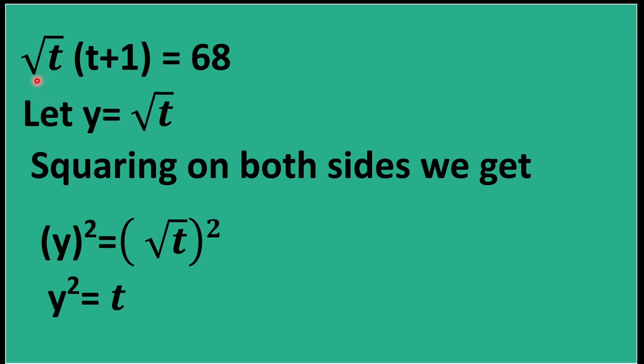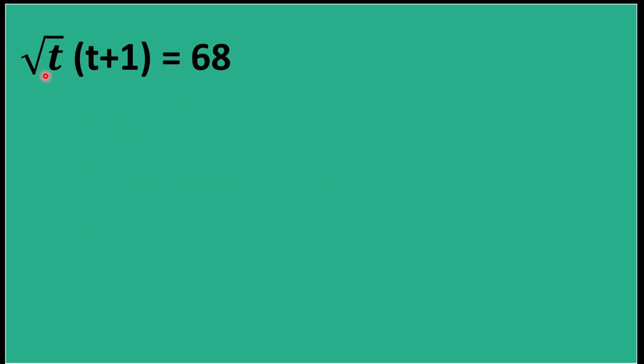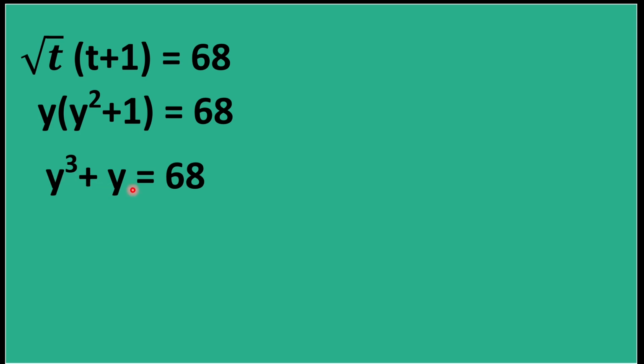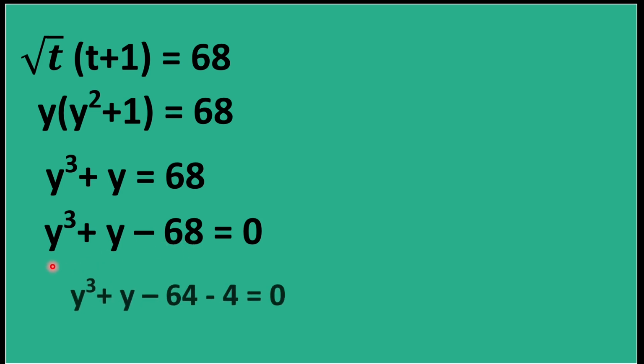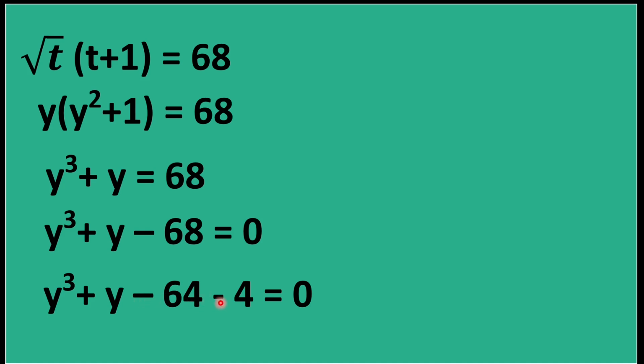So now we have both values of square root t and t in terms of y. So now we will put these values. As we have supposed this is equal to y, and this t equal to y square, so we will put these values. So y into y square plus 1 equal to 68, and now we will multiply this y. So this will become y cube plus y equal to 68, and now we will send this 68 on the other side of the equation. So overall this will become y cube plus y minus 64 minus 4y.